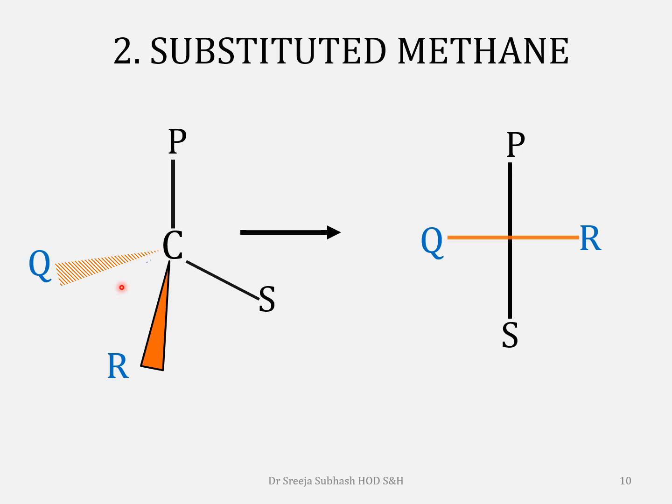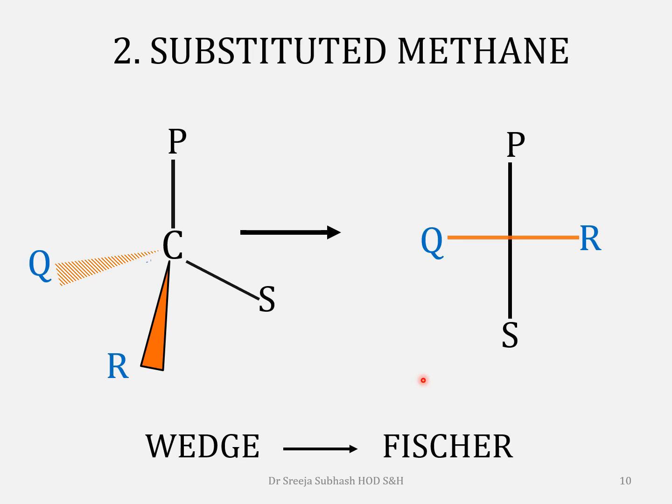When we view the molecule from this side, Q is towards the left and R towards our right. Similarly, we are representing it here also. Q on the left hand side and R on the right hand side. The thing is, all the hydrogens are replaced by different groups. So this is the conversion from Wedge to Fischer in the case of a substituted methane. This picture is very simple when we already know the conversion of methane.